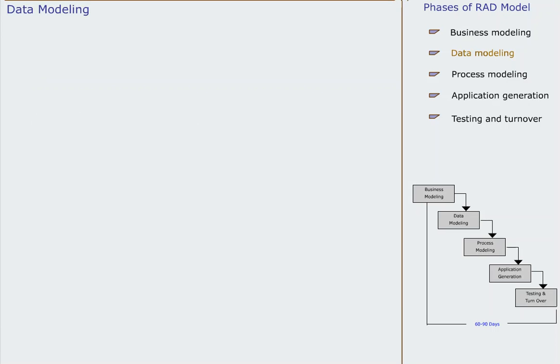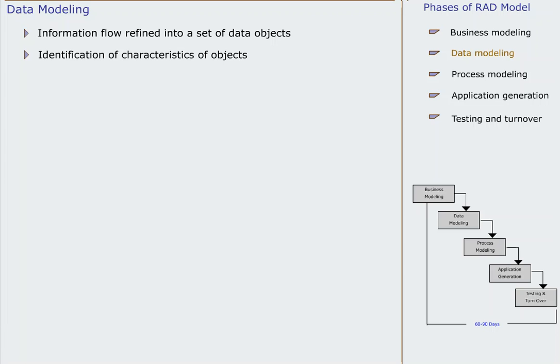Data modeling. The information flow defined as part of the business modeling phase is refined into a set of data objects that are needed to support the business. The characteristics of each object are identified and the relationships between these objects are defined.